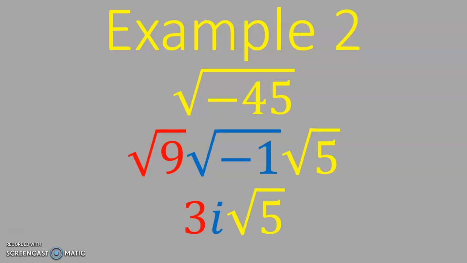The square root of 9 is 3. Notice again there's no radical. The square root of -1 we call i, and 5 is just what's left that's under the radical. So 3i root 5 is the way we like to present our answer. Note that a calculator would not tell you this. It would just say domain error. So you have to know to take the i out.